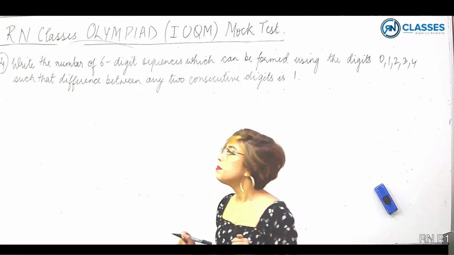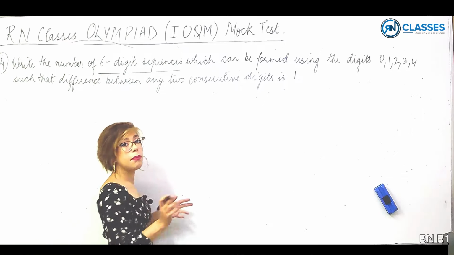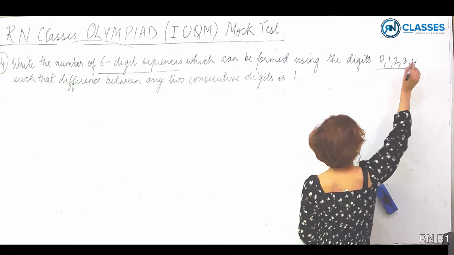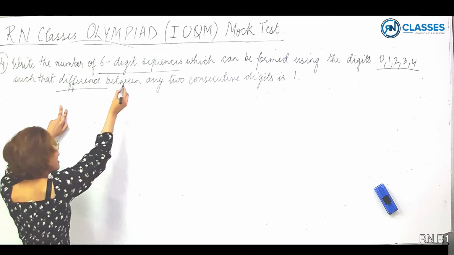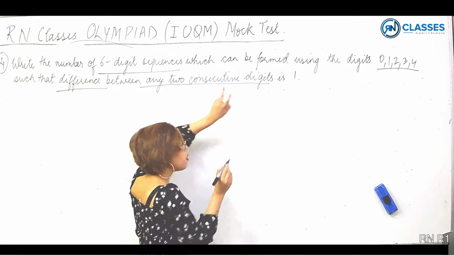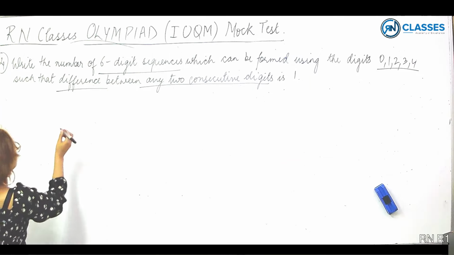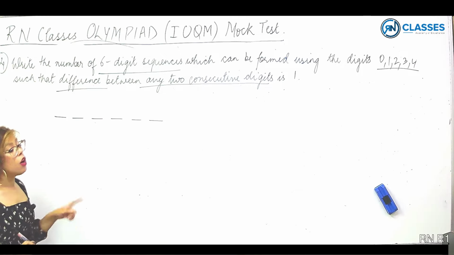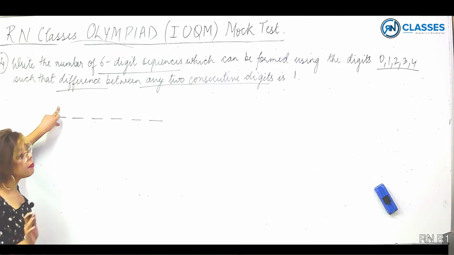Alright, on to the next one. Now he says write the number of fixed digit sequences which can be formed using the digits 0, 1, 2, 3 or 4. Right? Now there's a condition such that difference between any two consecutive digits is 1. Right? Now he says I need to form a 6 digit sequence. So 1, 2, 3, 4, 5, 6. Right? Also it is mentioned in the question that the sequence can start with 0 because it's a sequence. Right?